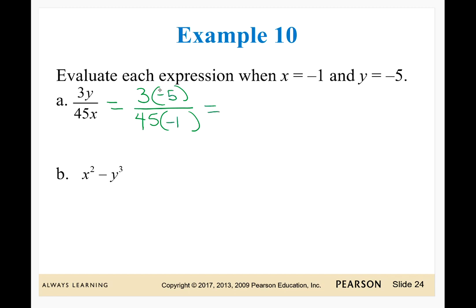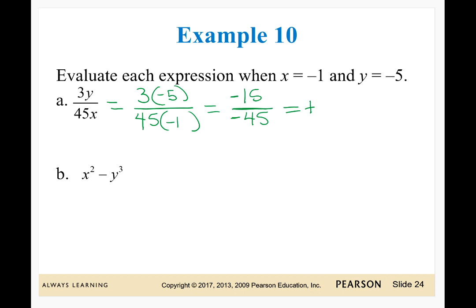All right, in my numerator, I have a multiplication problem. Positive times a negative is negative 15. In my denominator, positive times a negative, negative 45. All right, a negative divided by a negative is a positive, so it's the positive of 15 divided by 45.